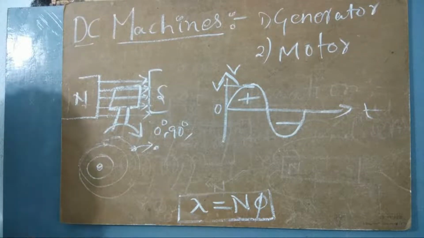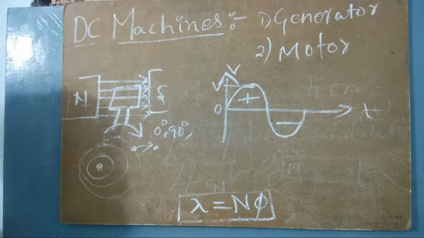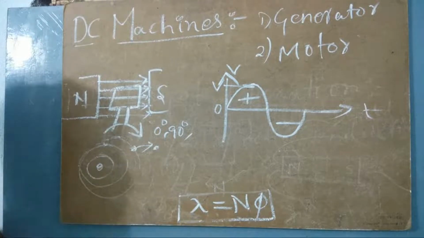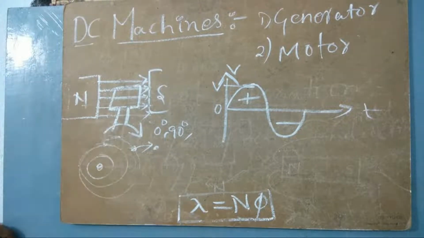But I'm not talking about this. How is it happening? That's what we are talking about. So let us understand Faraday's law of electromagnetism first. He stated some laws, so let us study that also.